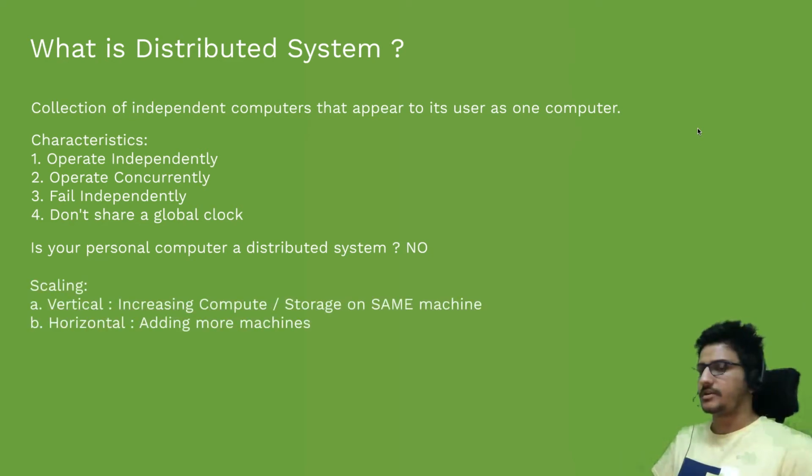Now let's talk about scaling. So we have two types of scaling. The first is vertical, the second is horizontal. By vertical, what I mean is if I increase the capacity or the compute power on the same machine, in that case, it is called vertical scaling.